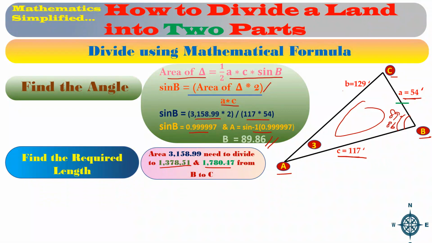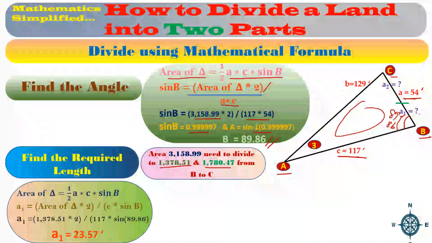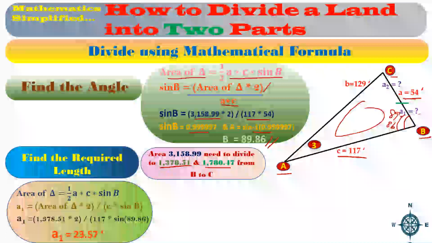Now finally, the division will come somewhere here, and A1 equals question mark. This time we are dividing A into A1 and A2. A1 equals question mark, and similarly A2 is also a question mark. This is what we need to find out now. So again we are taking the same formula, but this time we are taking the required area, not the total area. A1 area into 2 by C into sine B.